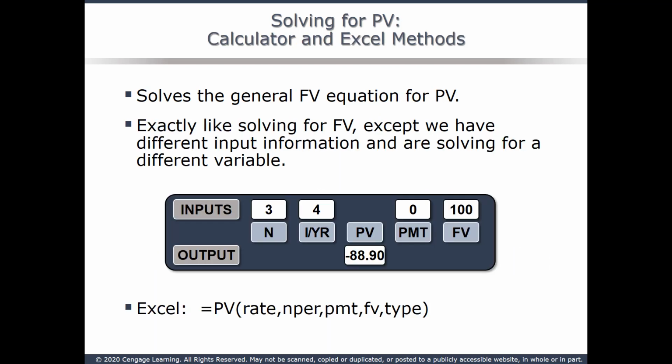In your calculator, using the same technique we used for future value, enter 4 values and solve for the 5th. N is 3, IY is 4. Payment is 0. Future value is 100, positive, it's an inflow. Compute present value. The comparable Excel function is also shown.